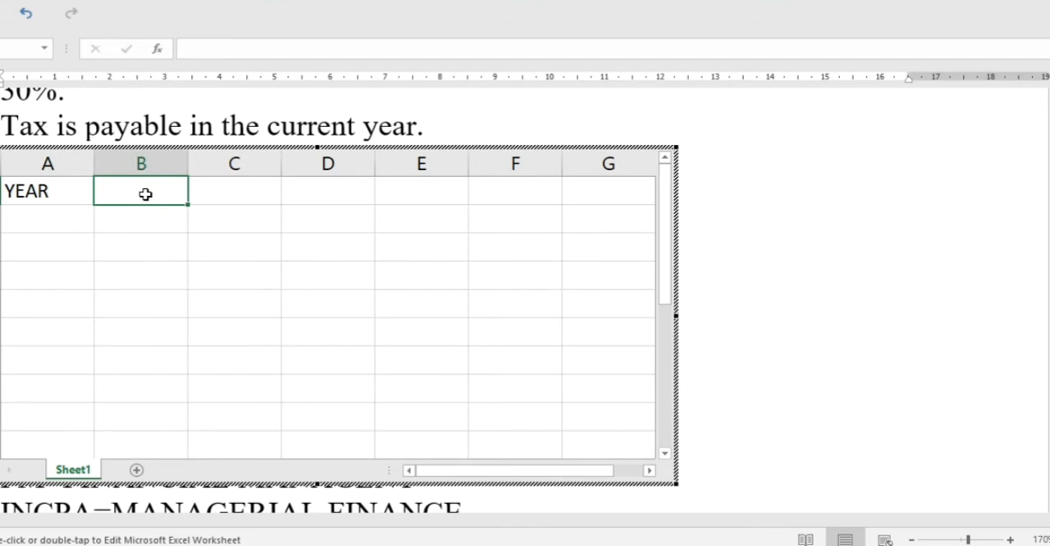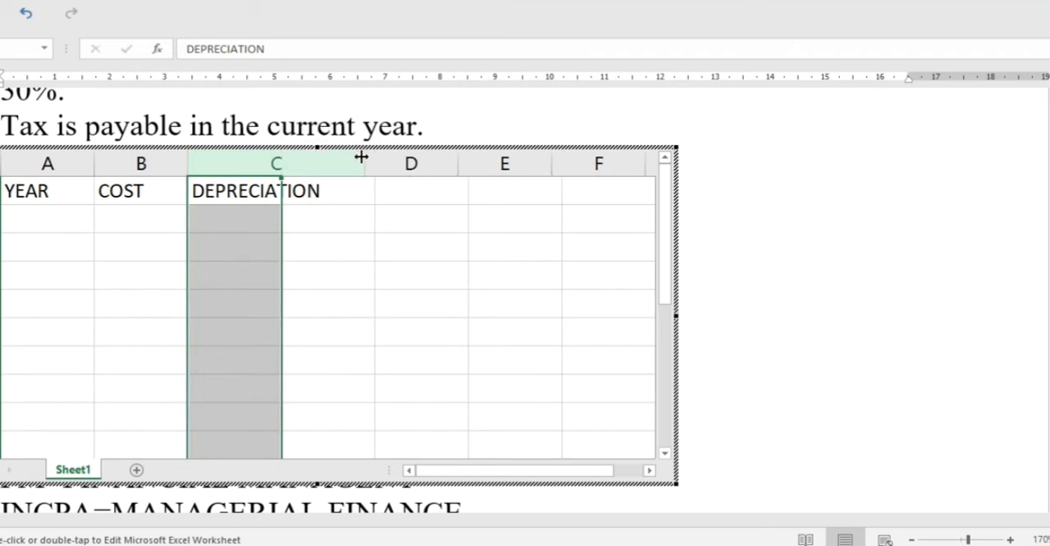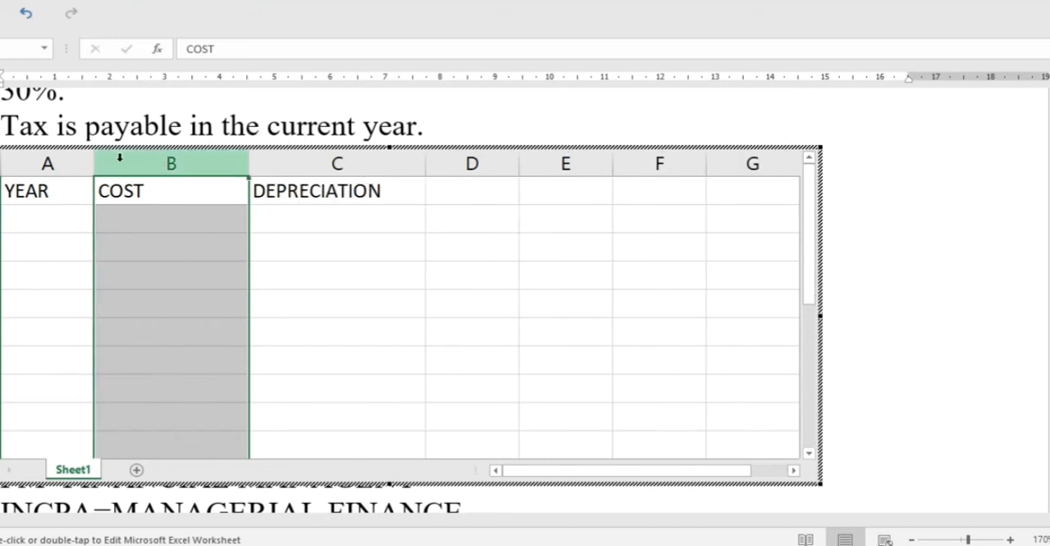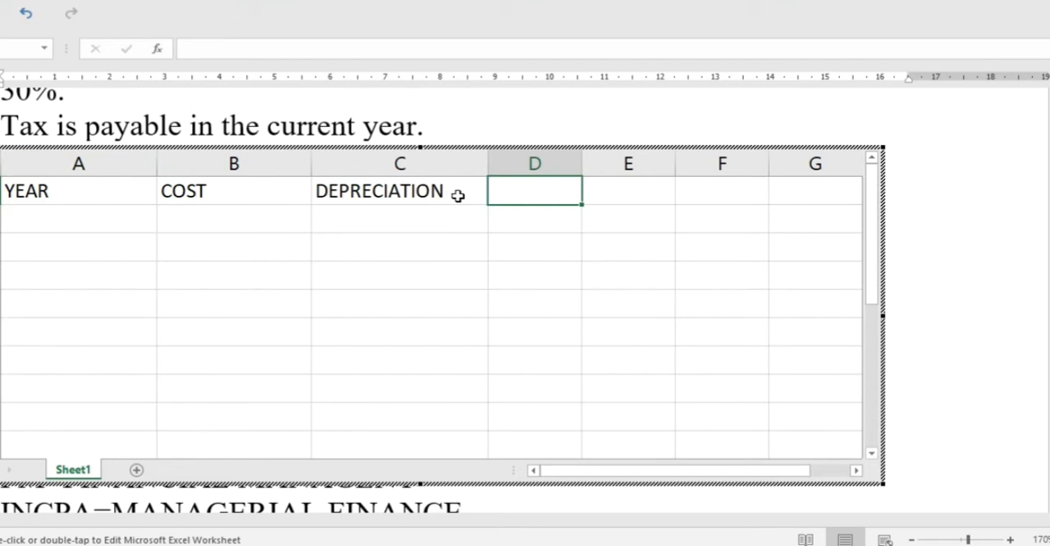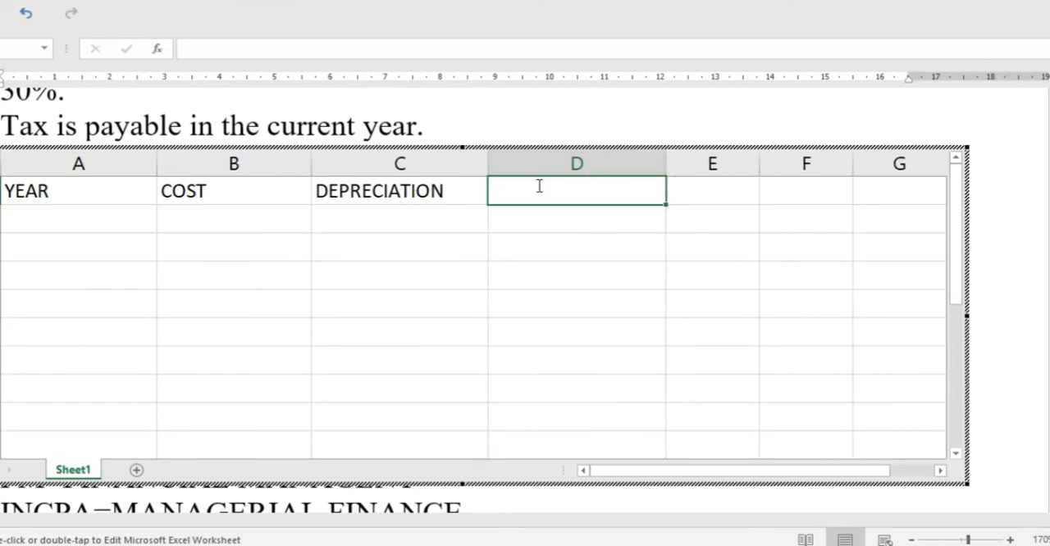The cost, depreciation, and then this column will contain tax saved, at what rate? At 30%. Here depreciation is at 25%.